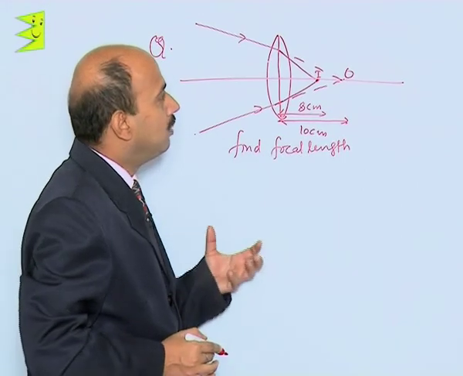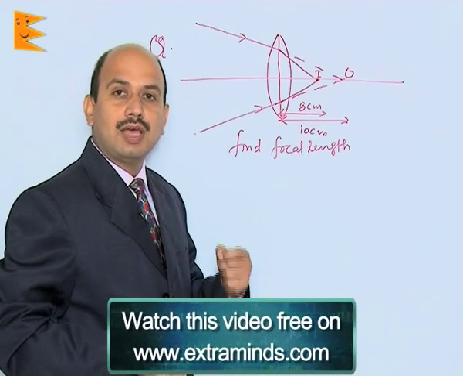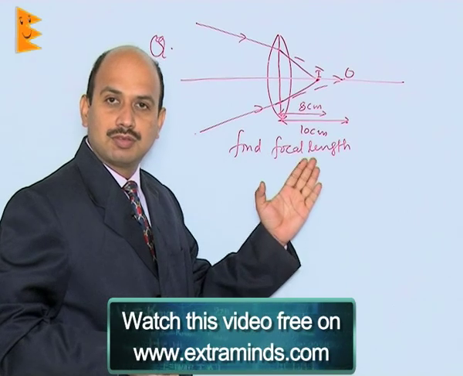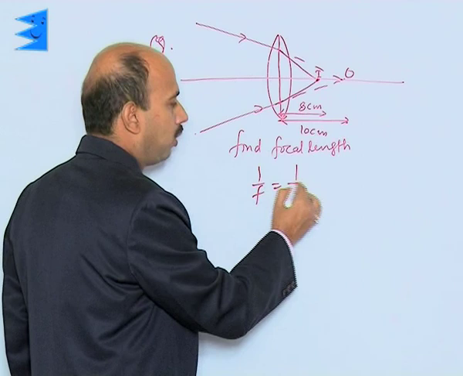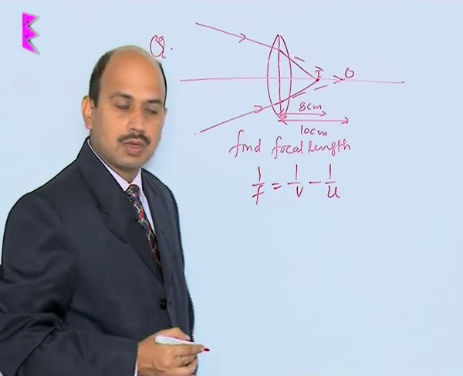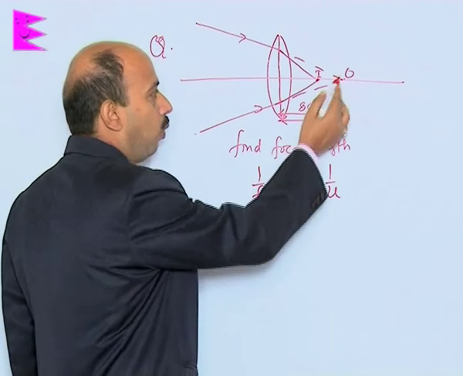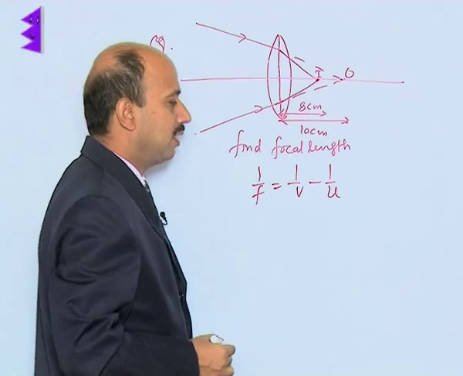So see here, when the rays were initially converging at point O, that point O is acting as a virtual object for this lens. So this is the object distance. So we are given here 1 upon F is equal to 1 upon V minus 1 upon U. For the lens, O is a virtual object, so the U can be taken as 10 and V can be taken as 8.